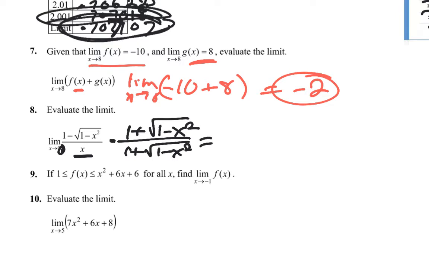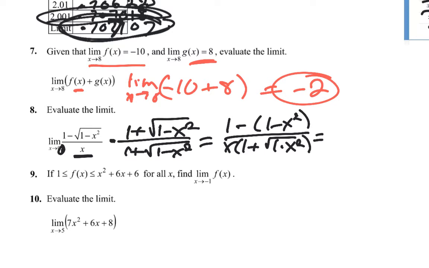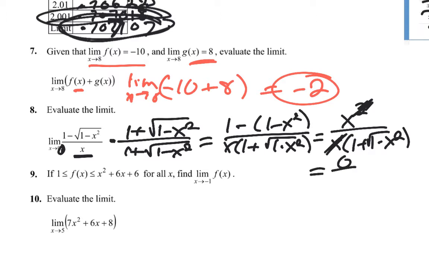So this gives me in the numerator a 1 minus x squared, because the square roots will cancel when I do it, and then x times 1 plus the square root of 1 minus x squared, which becomes an x squared in the top, for x times 1 plus the square root of 1 minus x squared. Well, this square and that one cancel. And so this ends up giving me 0 over 2, which is 0. So my limit is 0.